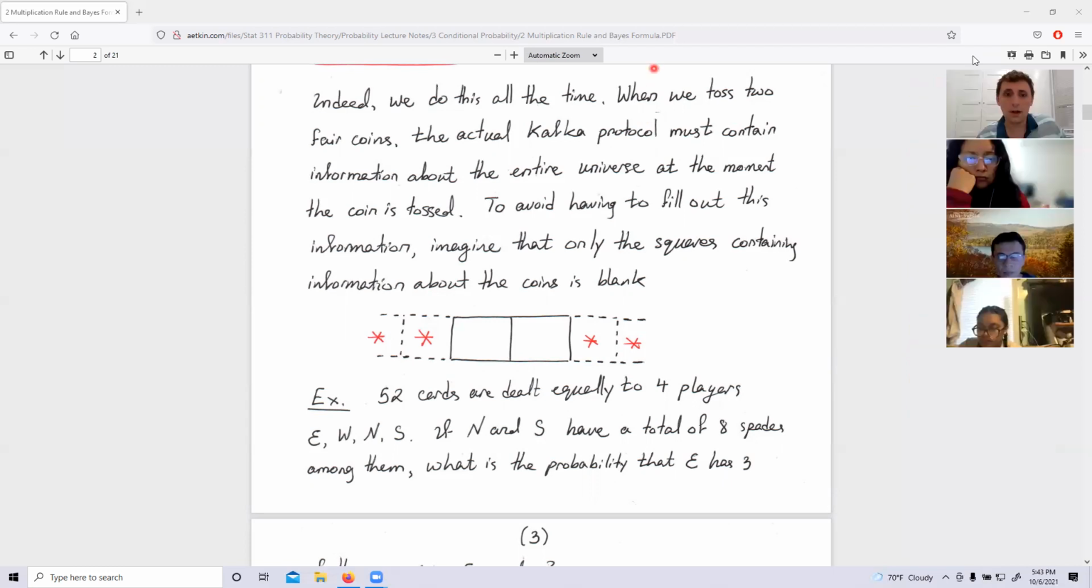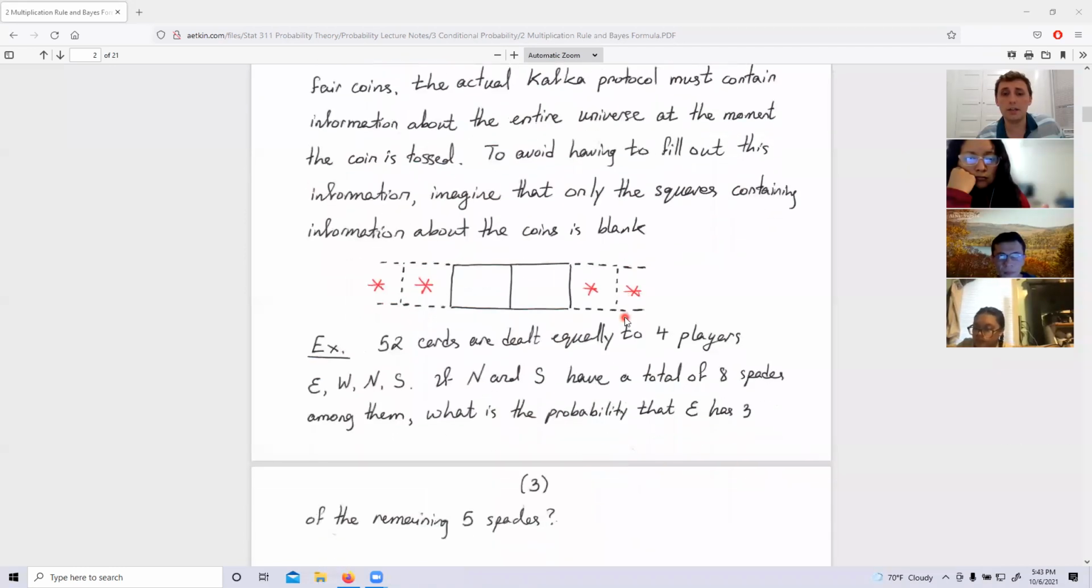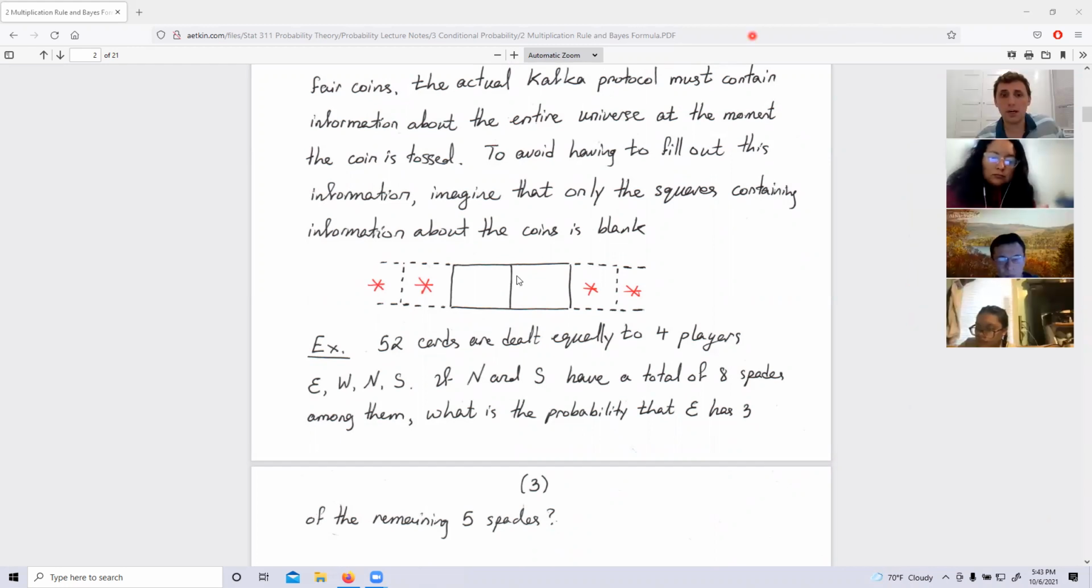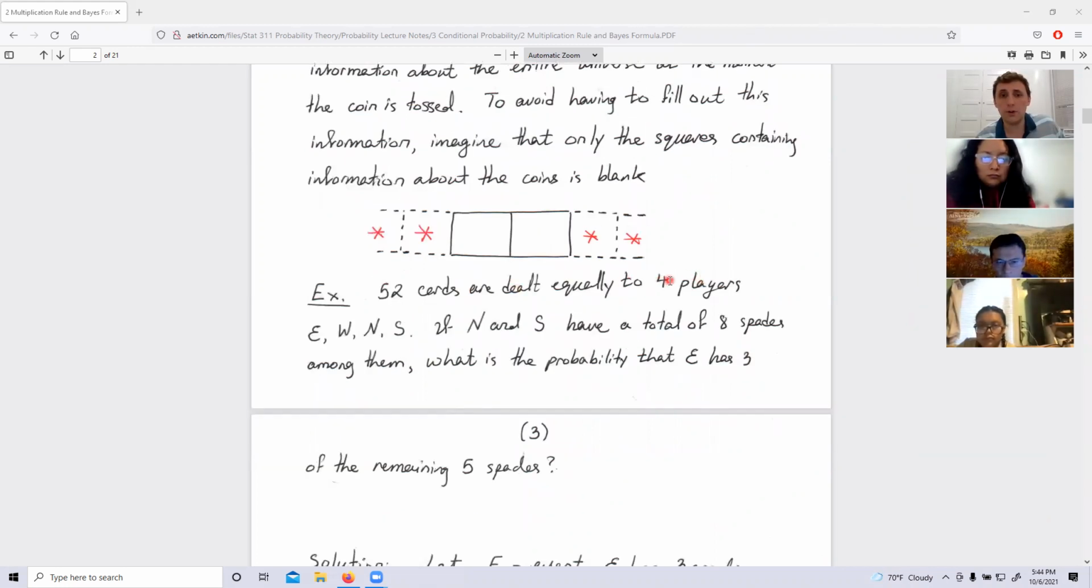Good. Now, here is a question that will test whether or not you are processing this idea. So we have 52 cards, and they're dealt equally to 4 players. Those players are East, West, North, and South. And I know that North and South together have a total of 8 spades among them. What is the probability that East has 3 of the remaining 5 spades?